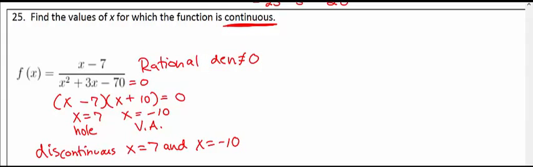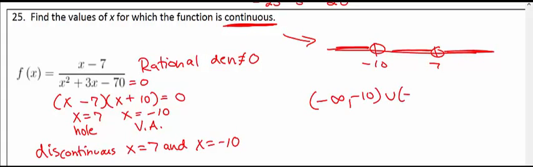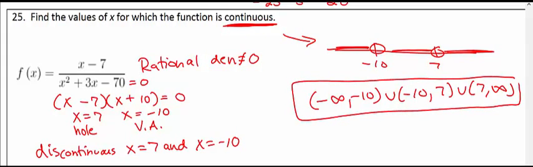So where's the graph continuous? It's going to be continuous everywhere except for those two values. Let's go ahead and make a little number line as a visual. On either side and in between those two values: from negative infinity to negative 10, we have a continuous interval. Then between negative 10 and 7, we have a continuous interval. And then again from 7 to infinity, we have another continuous interval. So the graph will be continuous on those three intervals.